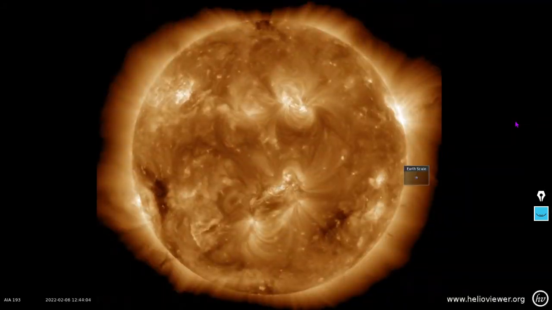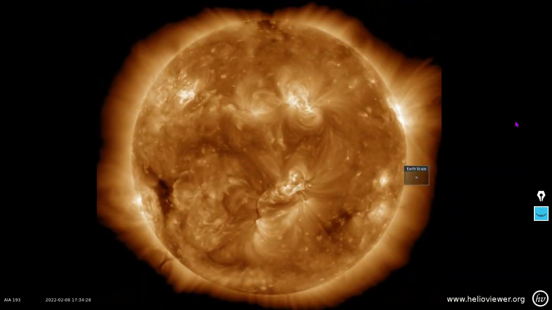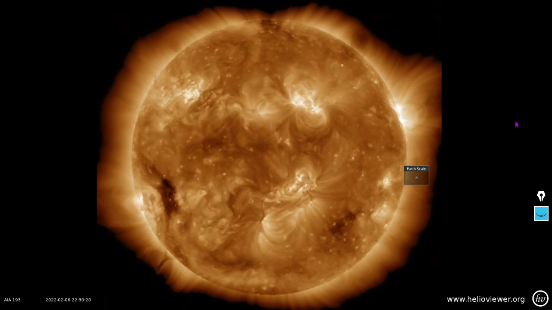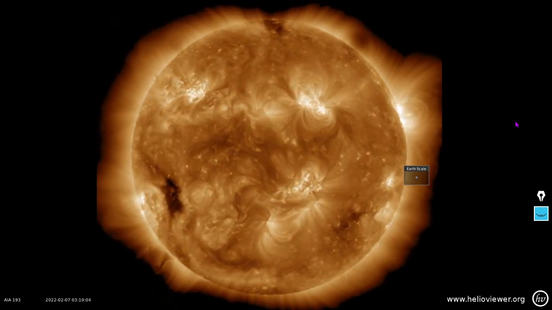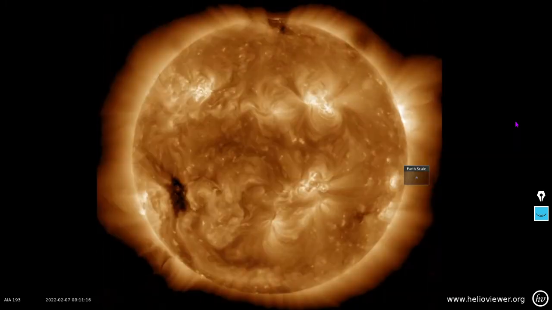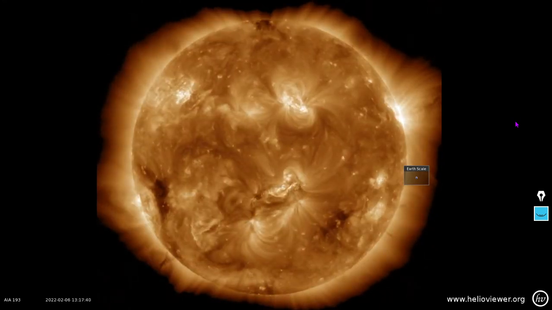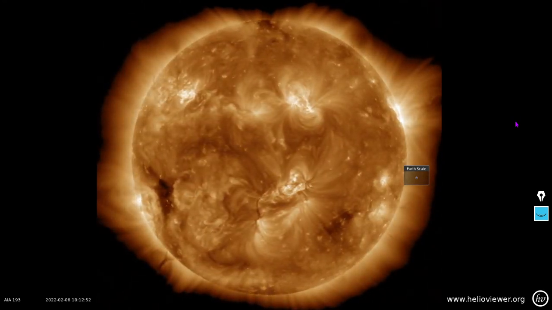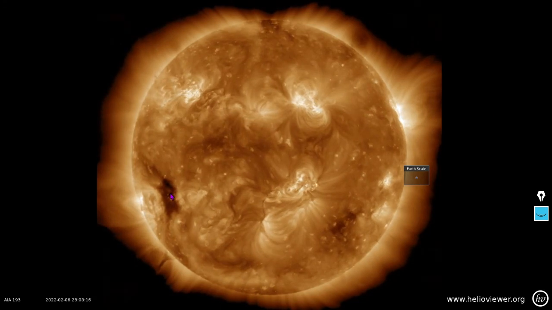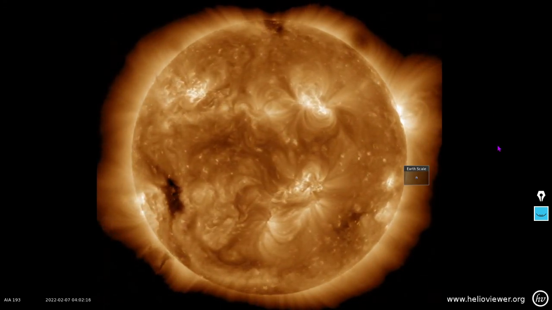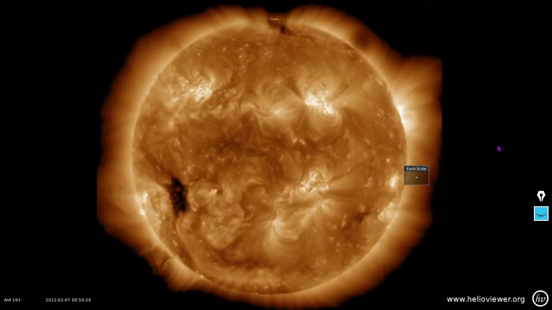Here's a visualization of that, 193 angstroms, part of the ultraviolet light spectrum. You're looking at ionized iron, and you can see this fairly well-defined coronal hole here. It is south pole oriented.